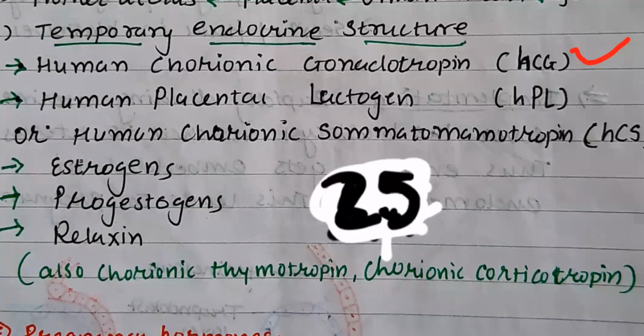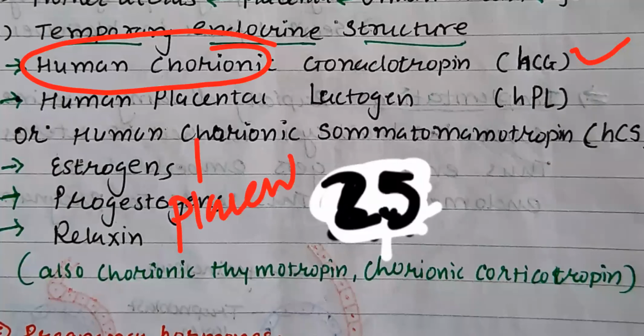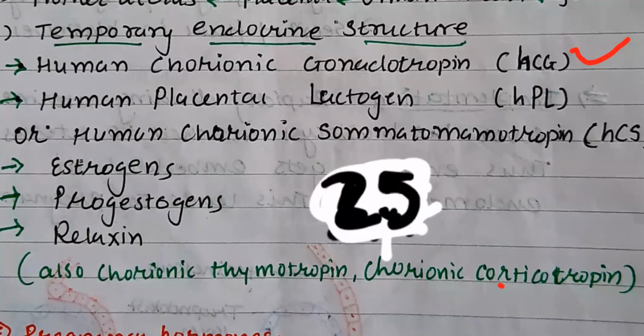So, placental gonadotropins, FSH and LH, are secreted from the placenta. This is a very important hormone because it is there since the day of implantation, and gradually as the placenta grows, its level increases.